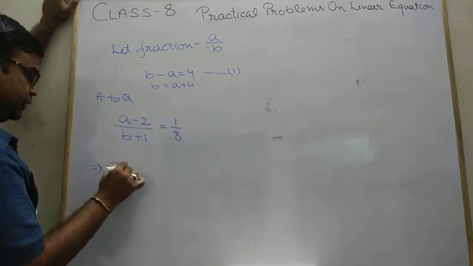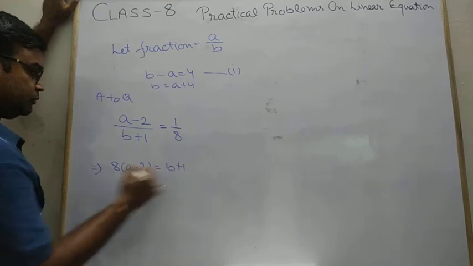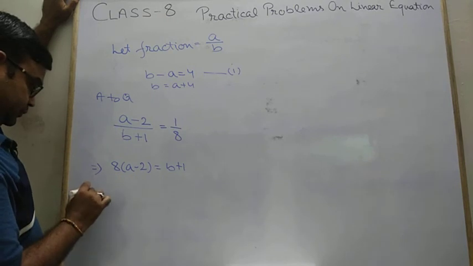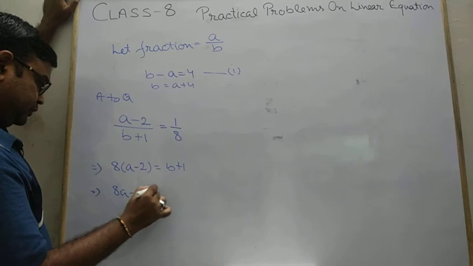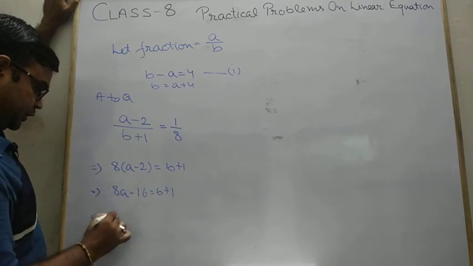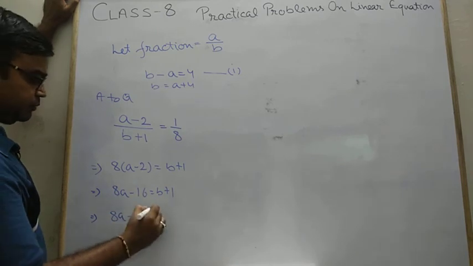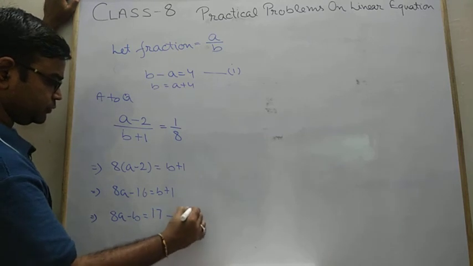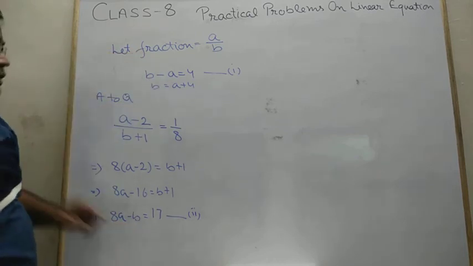Now according to the question, we do the cross multiplication. It's 8 into a minus 2. Always remember, when we do the cross multiplication, use brackets first. 8a minus 16 equals b plus 1, or we can write 8a minus b equals 17, since minus 16 comes to this side as plus 16, 16 plus 1, 17. This is your equation number 2.